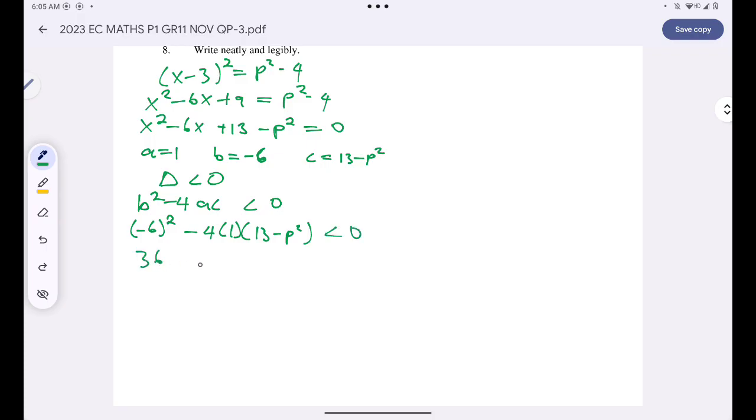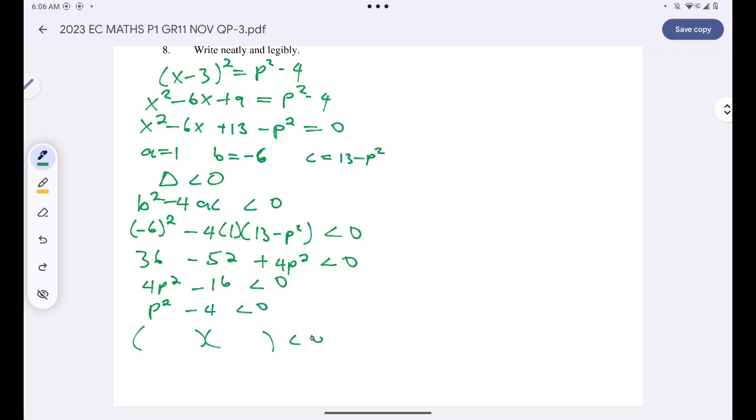This will give me 36 minus 4 times 13, that's 52. That's minus 52. Then negative 4 times a negative p squared is plus 4p squared. Right, together. Then I'll simply have 4p squared, and 36 minus 52 will give me negative 16, is less than 0. I can divide every term by 4. I'll have p squared minus 4 is less than 0.